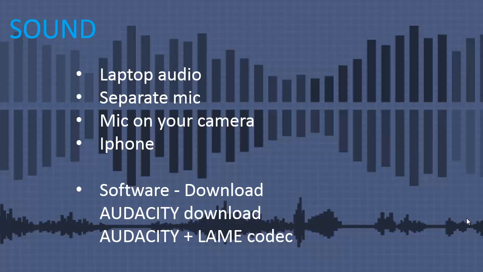If you decide to do the sound separately, you're probably going to want to use a program like Audacity to mix the sound, to do any edits that you need. Audacity is quite a good program. You can download it for free. The only trick with it is you also need to download the LAME codec, and that enables you to export it. Not difficult to do, just Google Audacity download, and you'll probably also find information about the LAME codec.